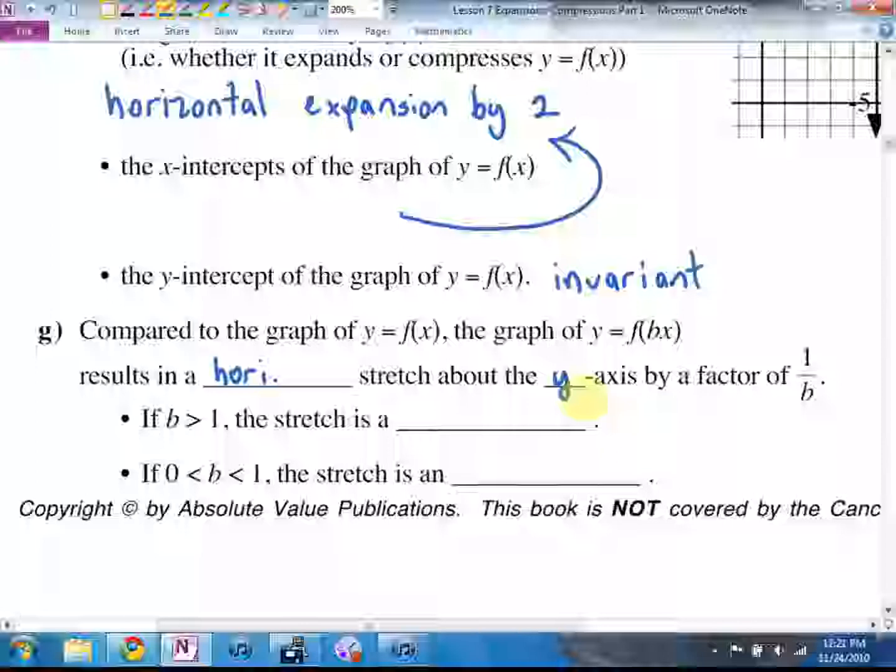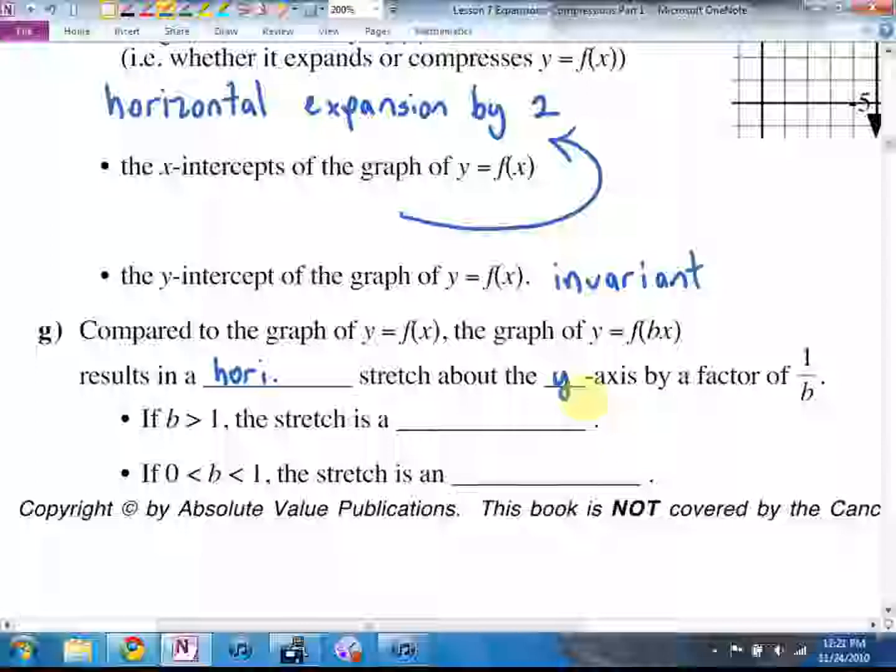Okay? Ooh, so what if there was a 5 there? You're compressed by a factor of 1/5. What if there was a 1/3 there? You're expanded by a factor of 3. What if there was a 4/5 there?